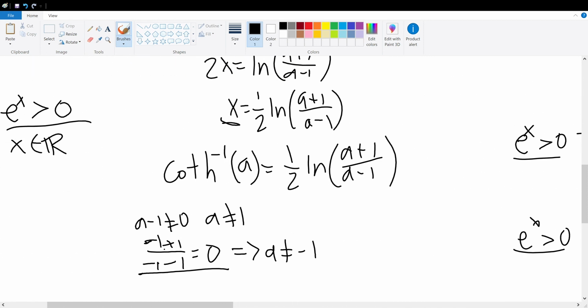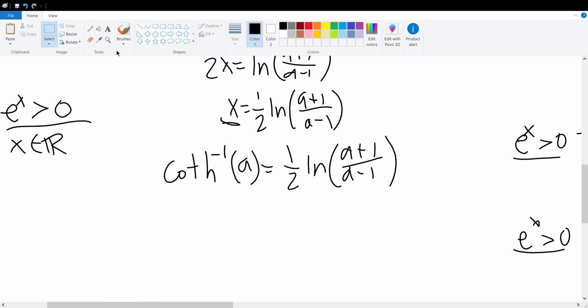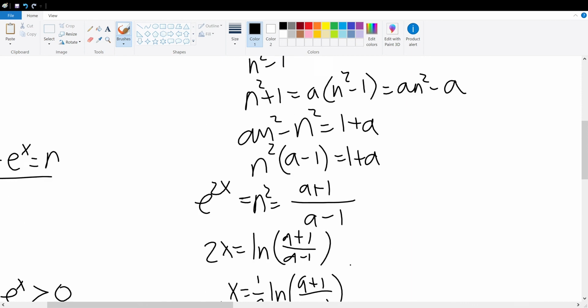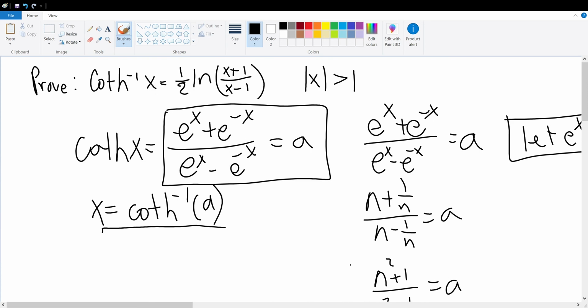Hence, we can come back here, and if I clear myself some room, we can finish this proof. A will be greater than 1 union a is less than negative 1. And this can be rewritten as the absolute value of a is greater than 1. Hence, we have proved this formula of the arc of hyperbolic cotangent of x is equal to half times the natural log of (x plus 1) divided by (x minus 1), with x's range being greater than 1 or less than negative 1.